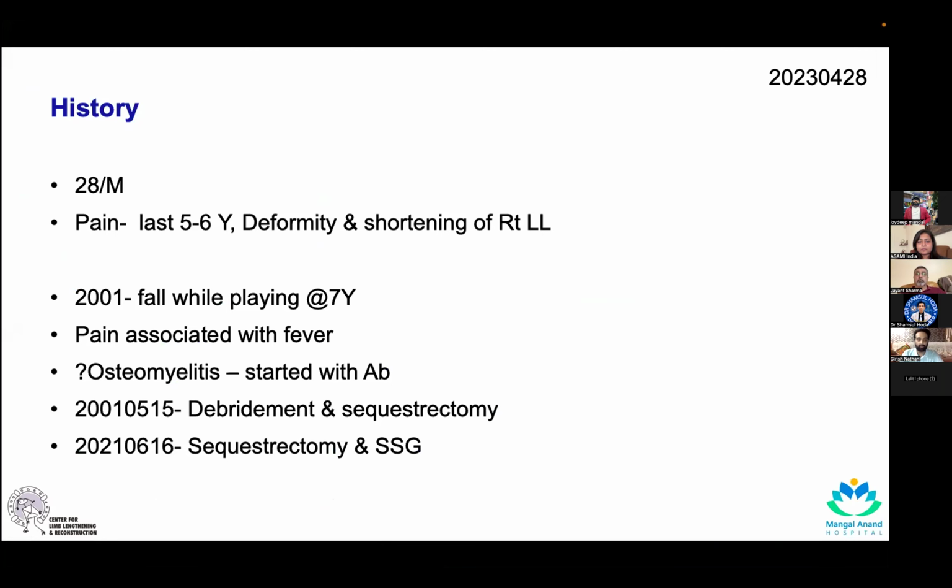When he was 7 years old, he had a history of a fall while playing, and afterwards he had fever associated with pain. He was diagnosed with osteomyelitis and was started on antibiotics. He underwent a debridement and sequestrectomy at the age of 7 in 2001, and later on again a sequestrectomy and a skin graft in 2021.